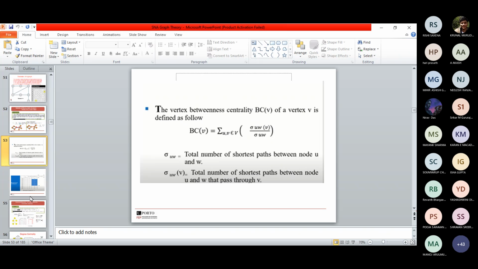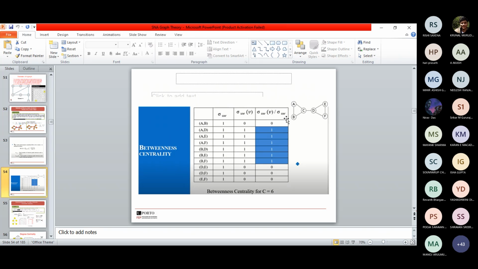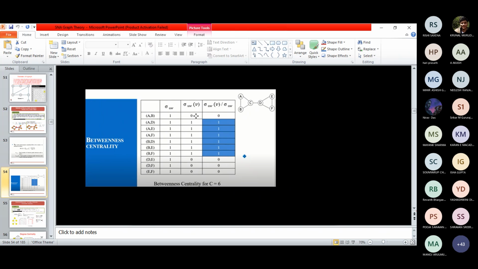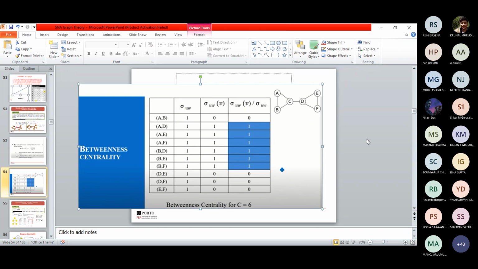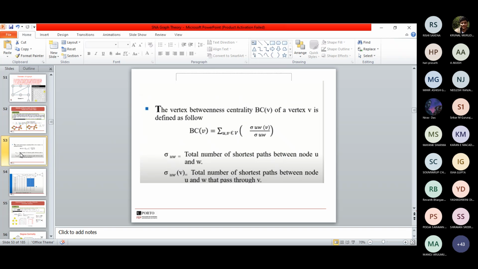Okay. So now come back to the betweenness centrality. I will show you a small example. Consider this graph. What is the formula for betweenness centrality? The formula for betweenness centrality is the ratio of the total number of shortest paths between the nodes U and W that pass through the vertex, divided by the total number of shortest paths between the same U and W.